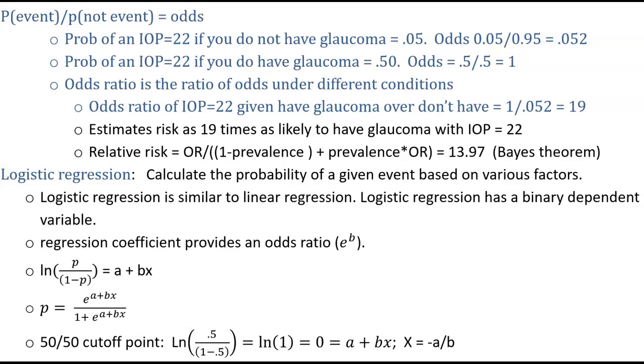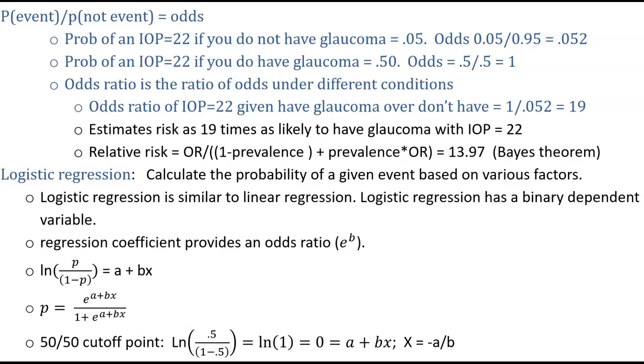Now, an odds ratio is not a relative risk. It is an estimation of it. You can get the relative risk with Bayes' theorem by taking the odds ratio divided by 1 minus prevalence plus prevalence times the odds ratio, and that equals about 14. So based on our slope, we estimate that the risk of having glaucoma is 19 times as great if you have a score of 22.